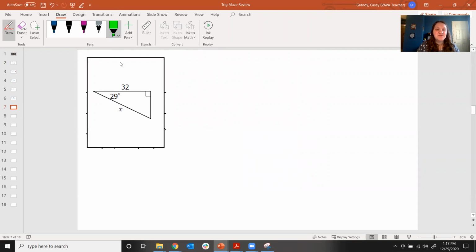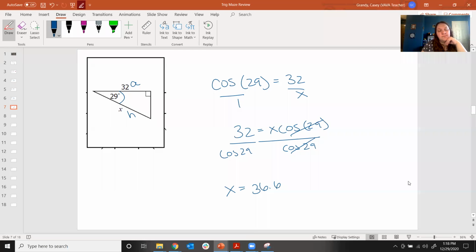All right, please try this one. Try this one now. Okay, so we should have used cosine here. Our angle is 29. X is the hypotenuse and 32 is an adjacent side. So we say the cosine of 29 equals 32 over x. This is another one where when we cross multiplied, we ended up having to divide by the cosine of 29. So we divide both sides by cosine of 29, canceling out here on the right. And in our calculator, we type 32 divided by cosine 29. We get 36.6.